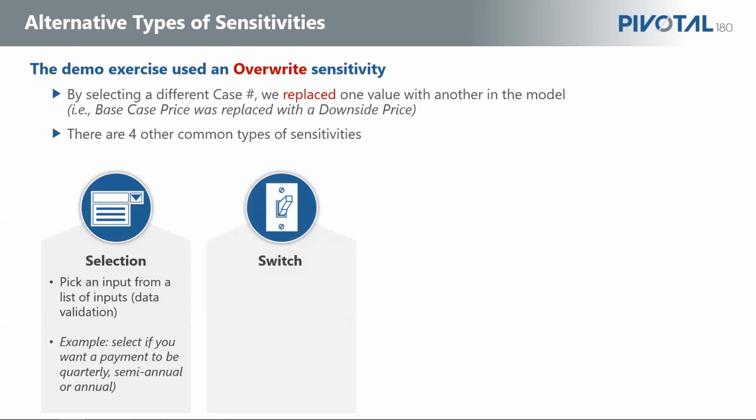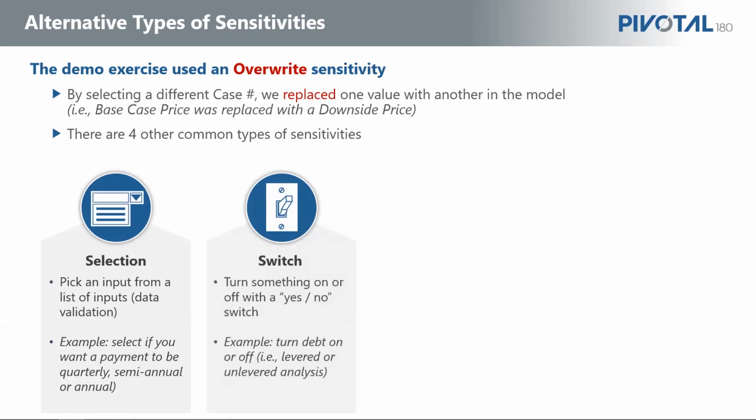Alternatively, you might create a sensitivity which is a switch. And a switch is another one of those binary situations. It's a yes or a no. So for example, perhaps you wish to run one sensitivity which shows the performance of the project if there is no debt. What do the financial projections look like versus financial projections if the project has debt? That could be done with a yes, no, or 1, 0 switch within your scenario manager.